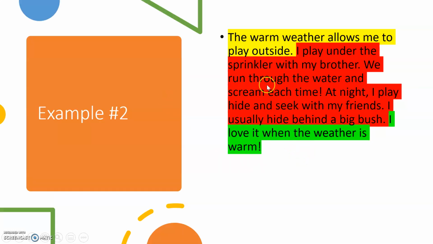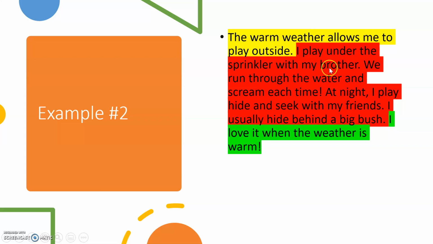Here's another example. "The warm weather allows me to play outside." This topic sentence tells us what the rest of the paragraph is going to be about. It lets us know that this paragraph is about the warm weather, and this person is going to play outside because of the warm weather.